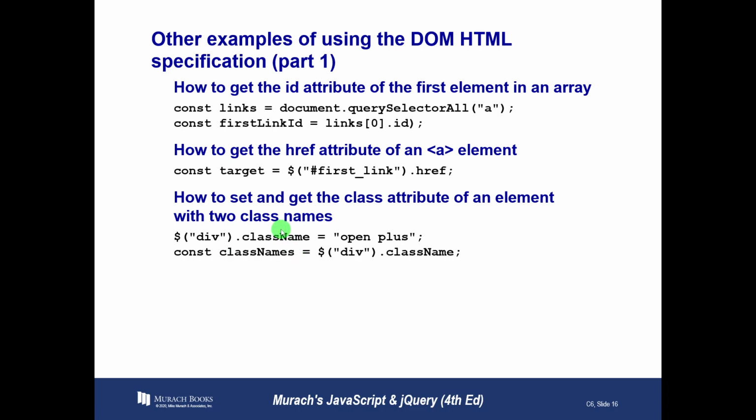So this code is shorter and easier. It's a shortcut. The DOM HTML specification is a tool for us to use to make our code simpler and easier to read, to access the items on our web page.